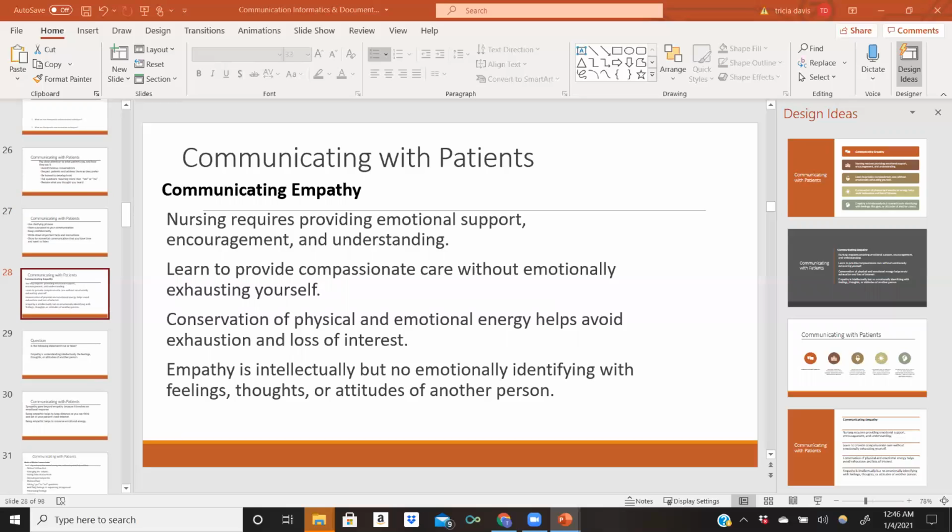Empathy is intellectually, but not emotionally, identifying with the feelings, thoughts, or attitudes of another person. So it is possible for you to empathize with someone, but not have sympathy and not get overwhelmed. And you can learn to do this. It does take practice, I feel like. It's hard not to get emotionally involved in your patients. There's a fine line, and it takes a lot of years of practice, but it is possible.